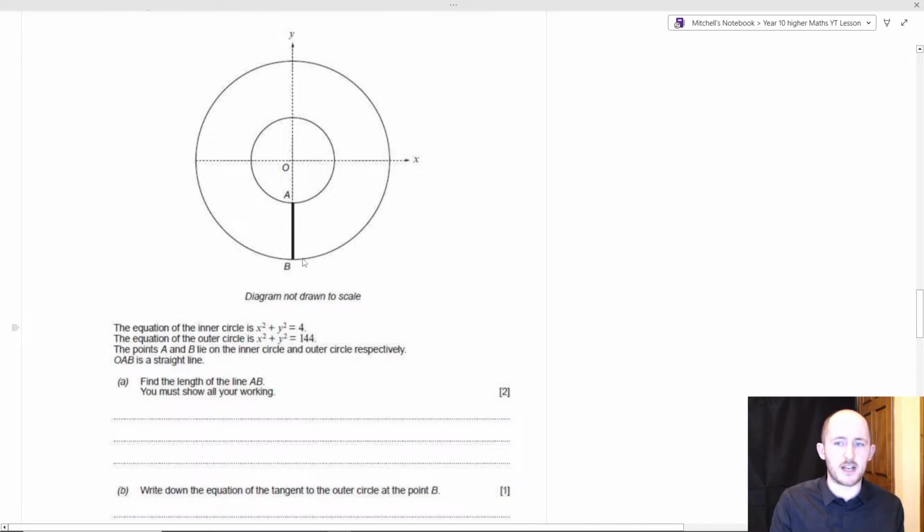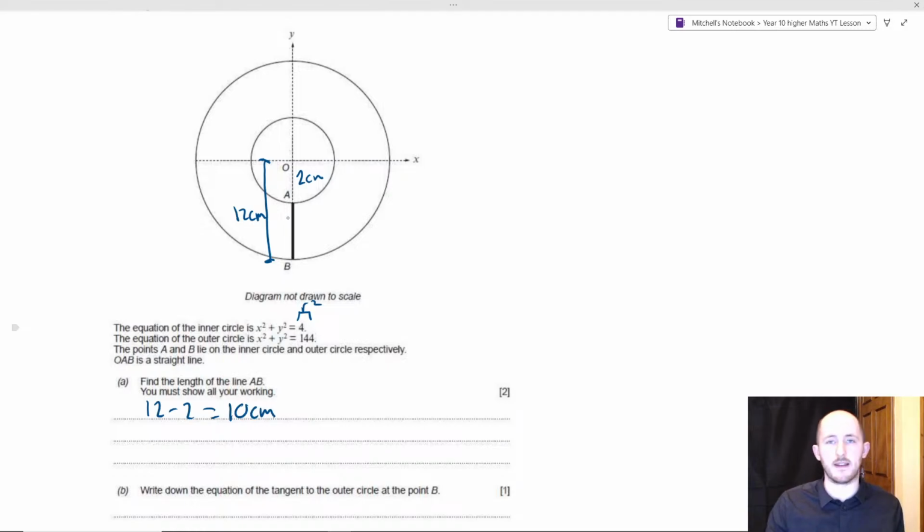Now, this actually isn't as bad as you might think. Remember, the number on the end is r squared, right? So the radius in this case would be 2 centimetres for this small one in here. And then for this circle, it's going to be the square root of 144, which is 12 centimetres. So if we square root both of those, we get the radius, or the radii. So the length of AB is just 12 minus 2. Because it's the difference in the radii. Yeah. So I hope that was okay.